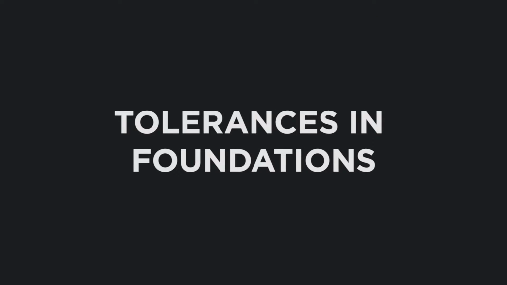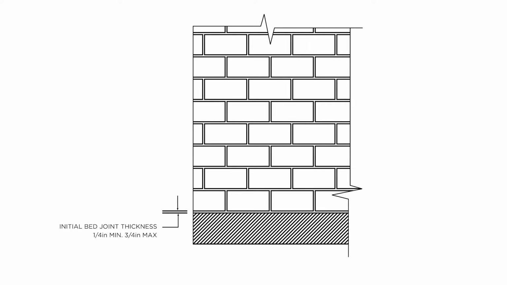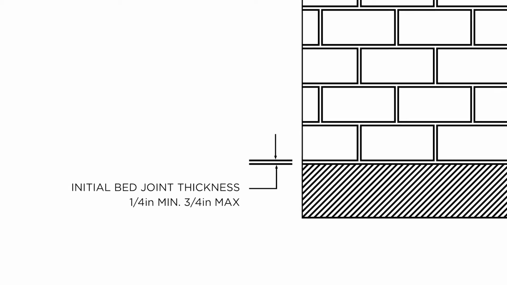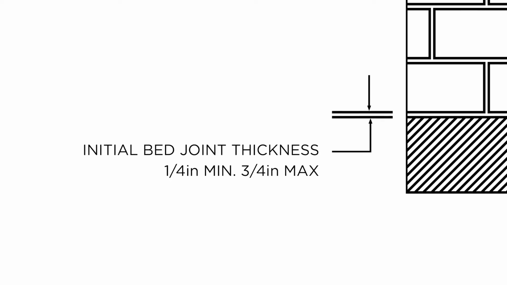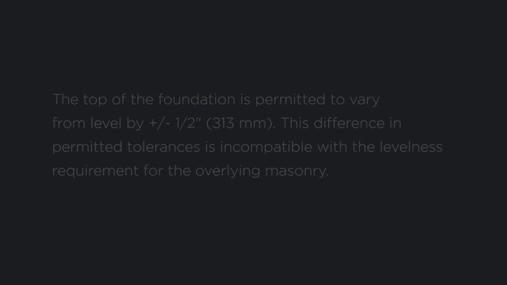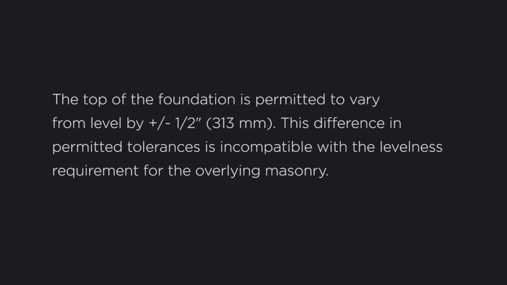Tolerances in foundations. The starting mortar bed joint on the foundation is required to be between 1/4 of an inch and 3/4 of an inch thick, which translates to a tolerance of minus 1/8 of an inch and plus 3/8 of an inch, based on a specified 3/8 inch joint. However, the top of the foundation is permitted to vary from level by plus or minus 1/2 of an inch. This difference in permitted tolerances is incompatible with the levelness requirements for the overlying masonry.